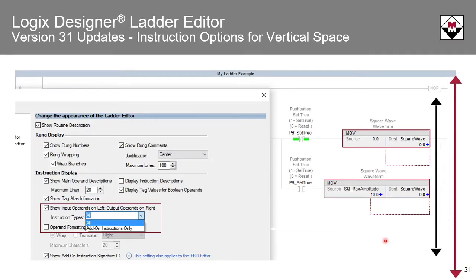Another way to save on vertical space is they added a feature to show input operands on the left and output operands on the right. So back to my move instruction, if I select that, I now go from a vertical instruction to more of a horizontal instruction. So yet again, another way to save on vertical space.